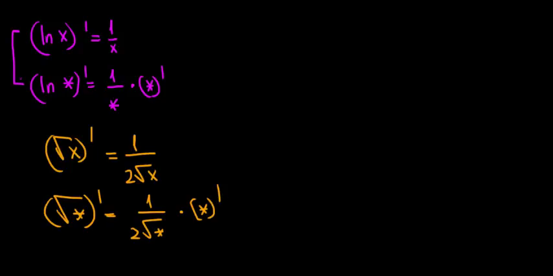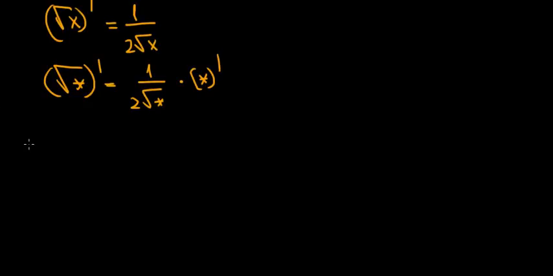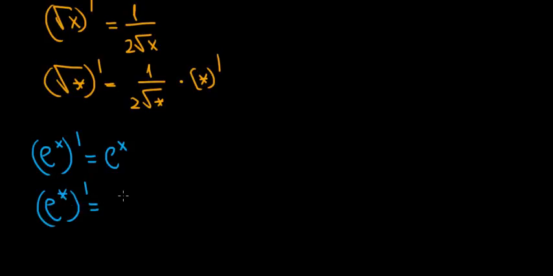Okay. What is the derivative of e to the power of x? It's just e to the power of x. And what is the derivative of e to the power of an expression of x? Well, that's e to the power of that expression times the derivative of that expression. That's another set. And the last two, product rule and quotient rule.